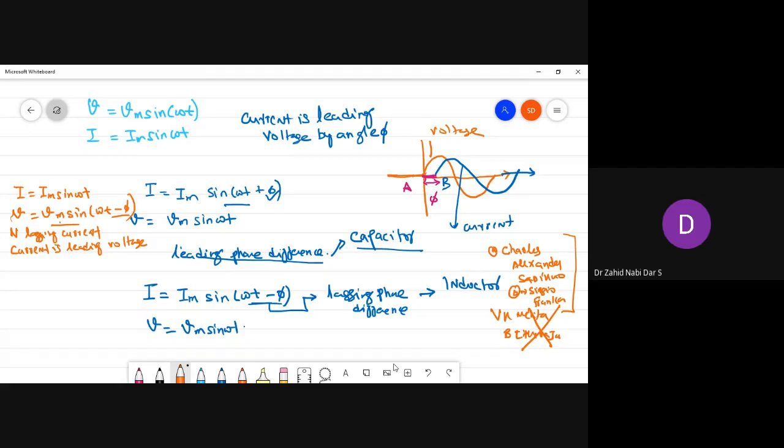Here you saw theta, this I wrote in blue, this was my current. You see the current is starting at an advanced angle. Current is not starting at point A, current is starting at point B. So that means current is leading.